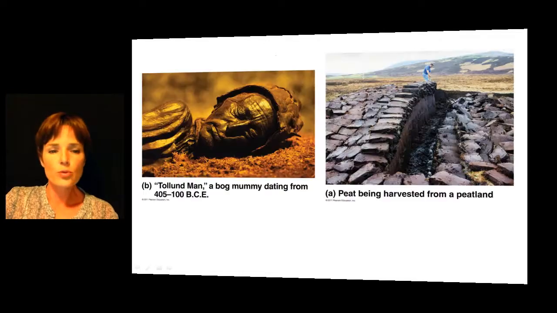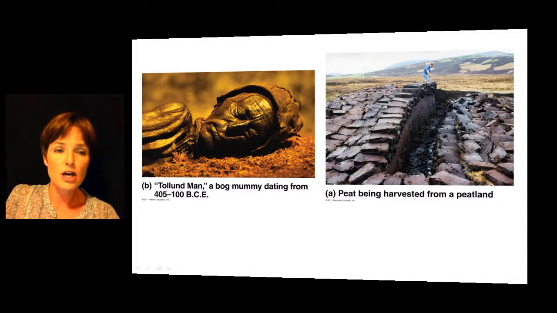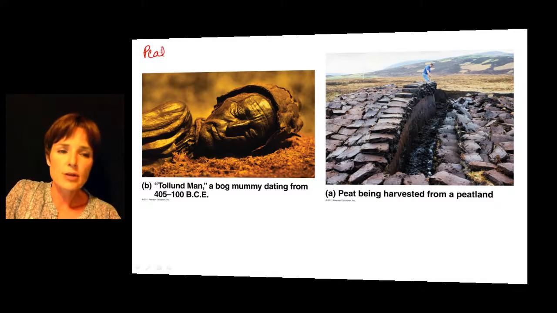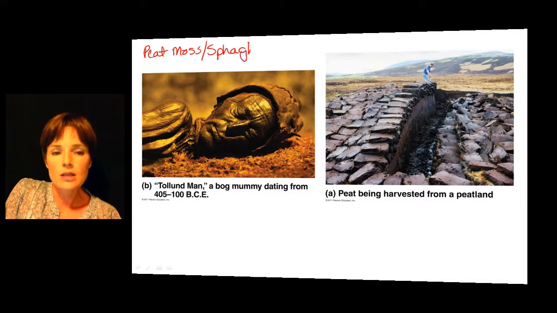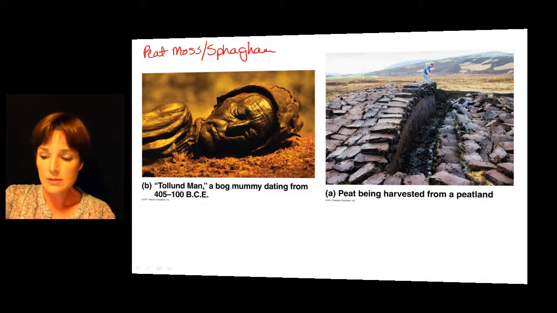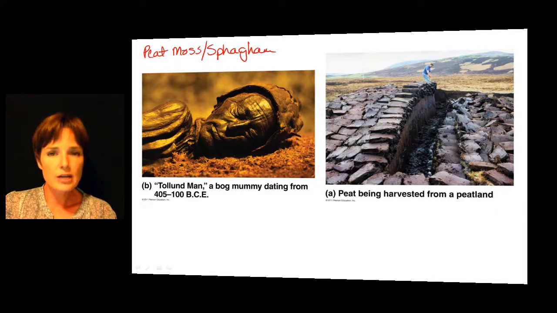Another thing that they are really good for is the production of peat. Peat, you've probably heard of peat moss. Maybe you've heard of sphagnum moss. Sphagnum moss is a particular moss, but peat is partially decayed organic matter. So this partially decayed organic matter obviously would be good for providing nutrients back to soil. And that's what we see happening over here on the right-hand side of the slide. We see peat actually being harvested from a peat land, so a place where there is a lot of peat.